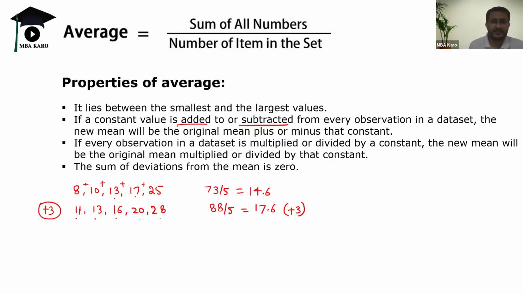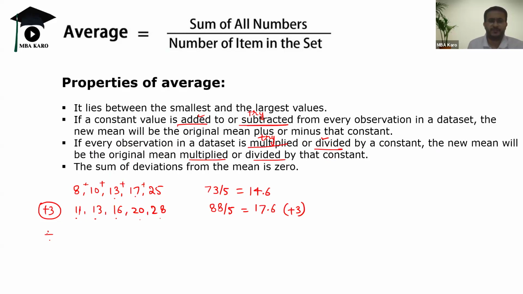Okay. Next is, if every observation in a data set is multiplied or divided by a constant. So I will do for division. Okay. You try for multiplication. Okay. You can multiply all the numbers by 2, 3, 5, any number, and you can see that. Divided by a constant, the new mean will be the original mean multiplied or divided by that constant.